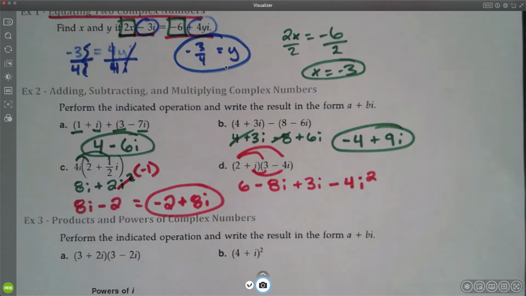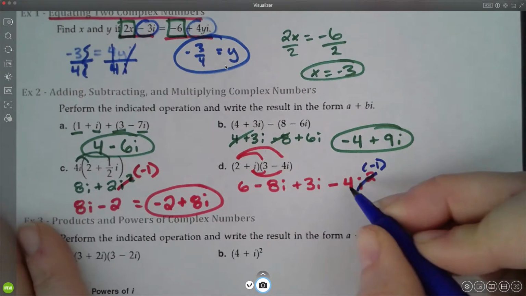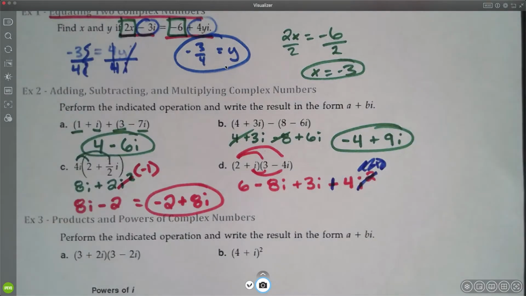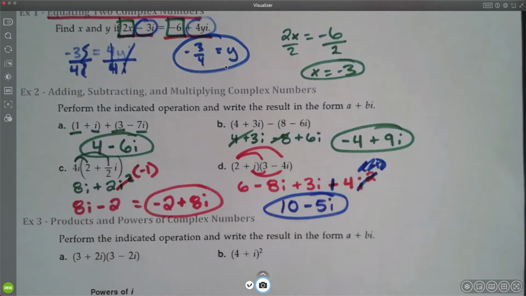Okay? All right, so i squared again is -1. Okay, this becomes +4. I'm going to pretend that I multiplied it through. -4 becomes +4. Now I combine like terms and I'm done. What do you got? 10 minus 5i. Good? Are we doing all right?